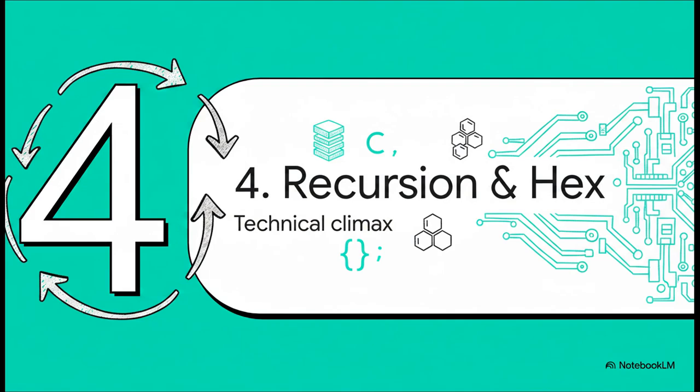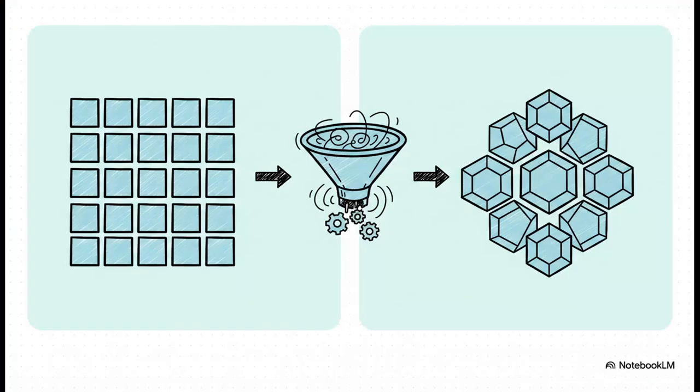Section 4, recursion and hexadecimal printing. This is definitely the technical climax of the whole project. For our %x conversions, we are tasked with converting standard base 10 numbers, the numbers we use every day, like 255, into base 16. Base 16 represents values using numbers 0 through 9, and then it switches to the letters A through F. So in base 10, it's 255, but in hexadecimal, that becomes FF.